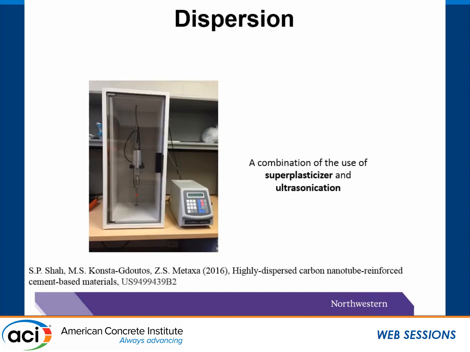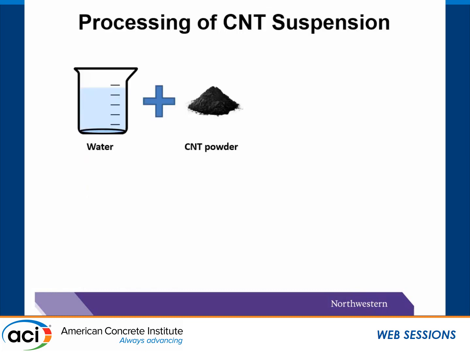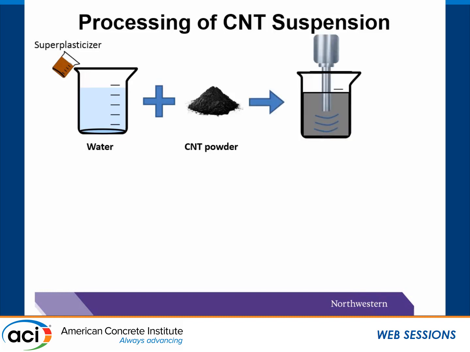The dispersion method used in our lab at Northwestern is a combination of a superplasticizer, a concrete-friendly water-reducing agent, and an ultrasonication tip. The complete process to work with CNT for cement material is to first disperse the CNT powder in water containing a certain amount of superplasticizer. The sonication energy is delivered to the aqueous solution via the ultrasonication tip at a specified amplitude.